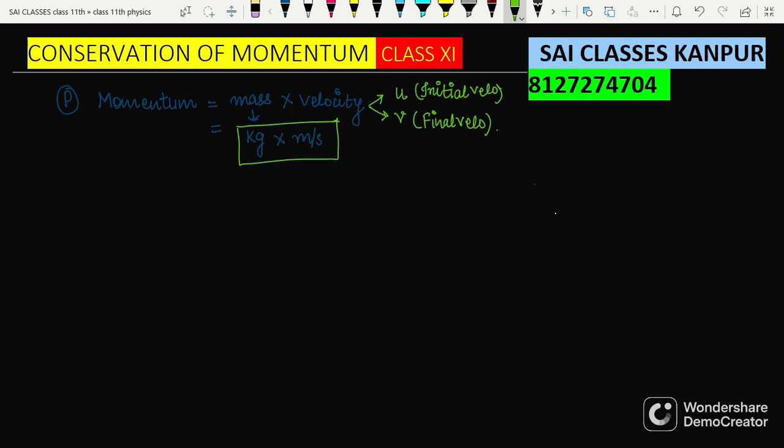When you are using initial velocity, then momentum becomes mass into initial velocity. Since we are using initial velocity here, the momentum becomes initial momentum. And if you are using final velocity v and multiplying with m, due to this final velocity, the momentum becomes final momentum.